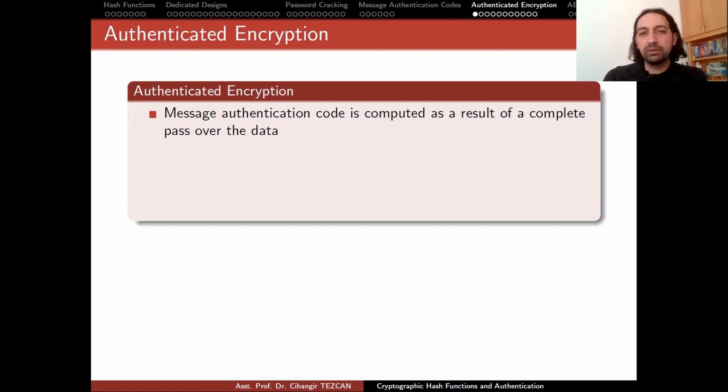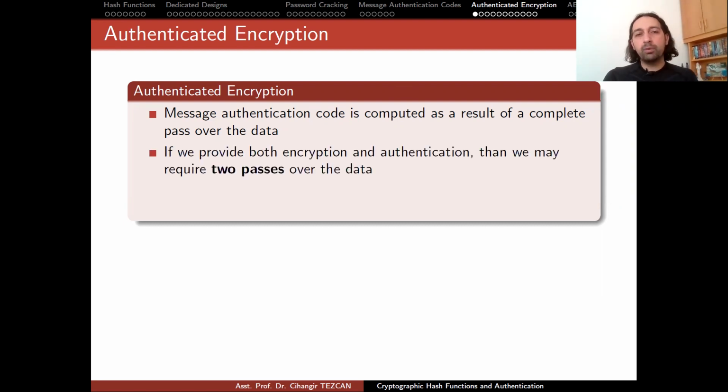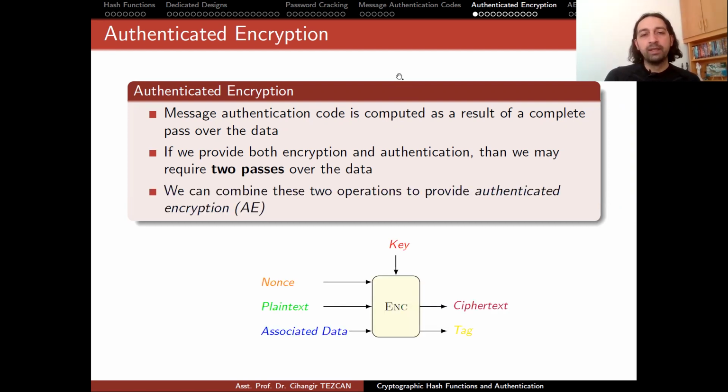A message authentication code is computed as a result of a complete pass over the data. If we provide both encryption and authentication, then we may require two passes over the data, but this way we provide authenticated encryption. So we can combine these two operations to provide authenticated encryption, which we shorten as AE. And here is a picture of what is going on.